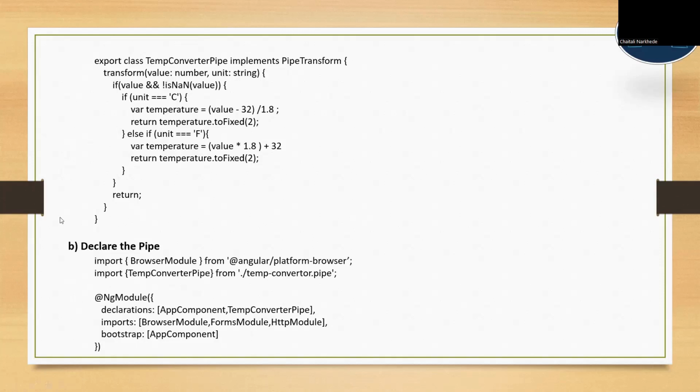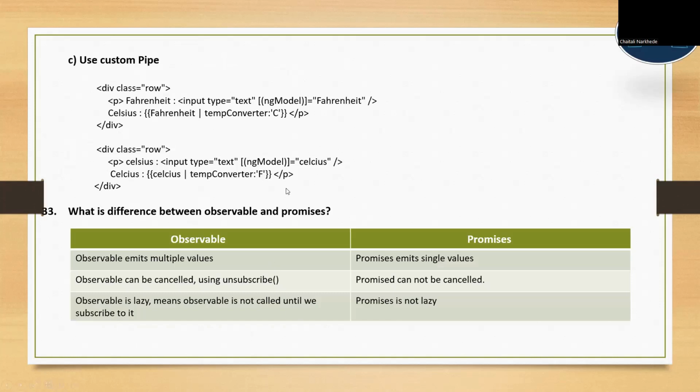Once we create this custom pipe, we have to declare the pipe in NgModule in the declarations section. And to use the custom pipe, I am using Celsius, Fahrenheit, and this is the pipe signature. I'm using tempConverter, which is my custom pipe name, and I'm providing Celsius and Fahrenheit. This is the value I'm providing.